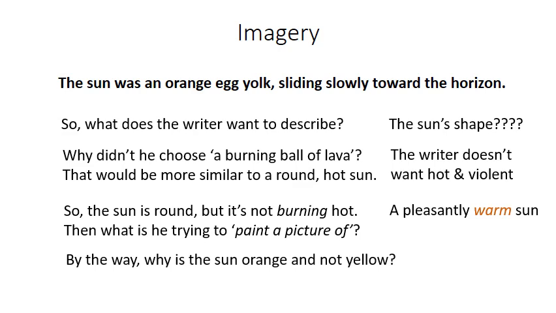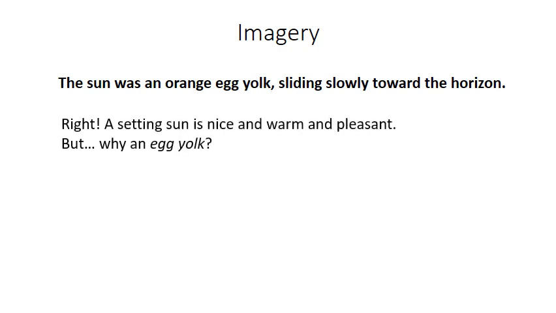By the way, why is the sun orange and not yellow? Egg yolks are usually yellow, aren't they? Well, you might have noticed because it's sliding towards the horizon. If the sun is going towards the horizon, the sun is setting. It's near the horizon. The sun always turns orangey, red, or some color like that at sunset. So, a setting sun is nice and warm and pleasant.